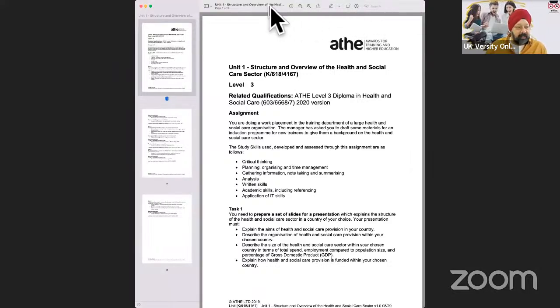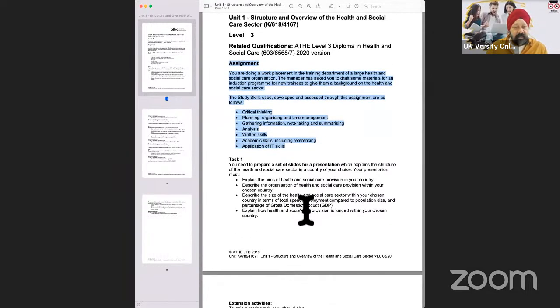Now, this is the assignment brief. Mostly in all the assignment briefs, you would see a bit of a background given by ATHE, which will say that this is what the assignment will cover. But essentially, what you have to keep in mind is that the assignment is going to be an output which will actually measure the understanding you've gained in this particular unit.